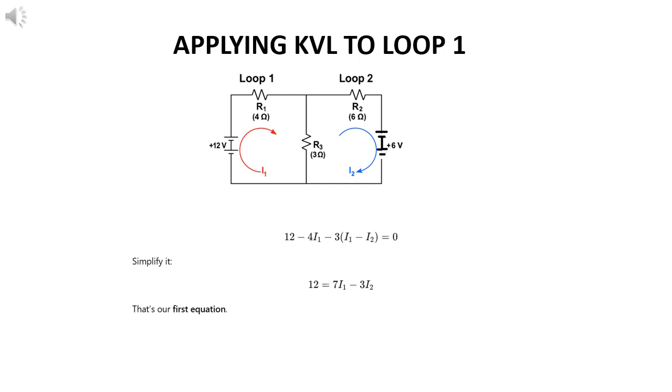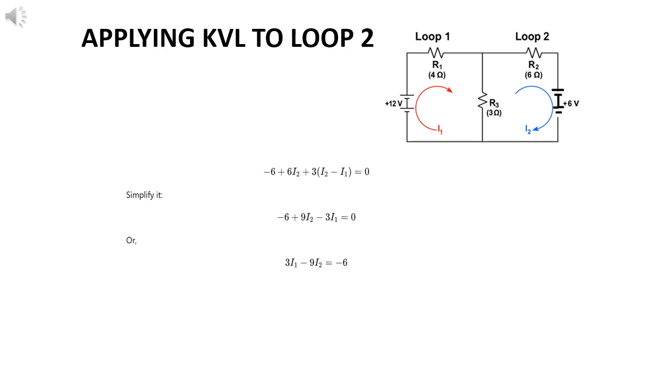That's our first equation. Now, moving to loop 2 and going clockwise: minus 6 plus 6 I2 plus 3 times (I2 minus I1) equals 0. Simplify it: negative 6 plus 9 I2 minus 3 I1 equals 0, or 3 I1 minus 9 I2 equals negative 6. That's our second equation.